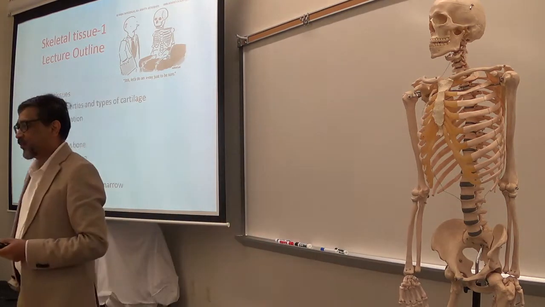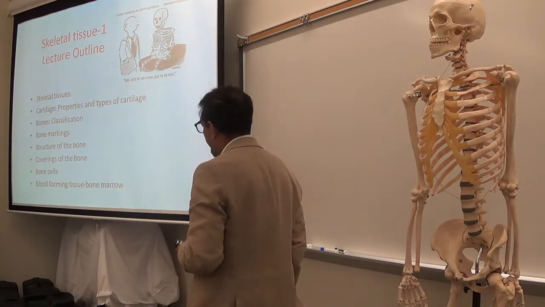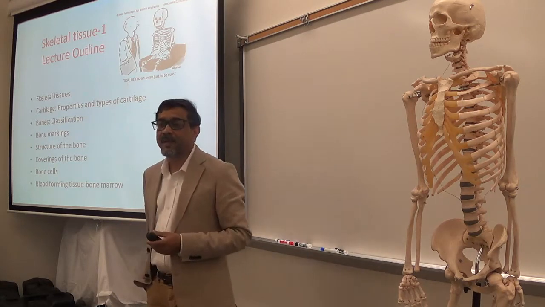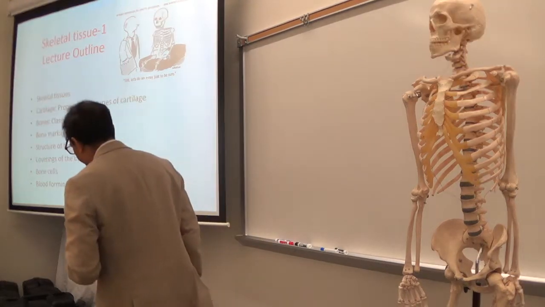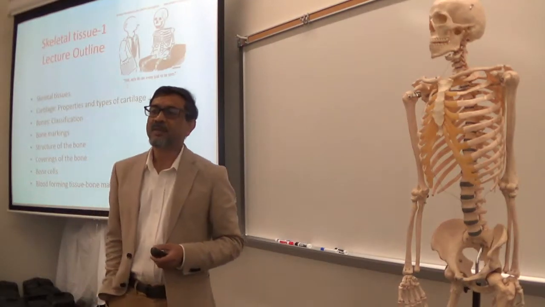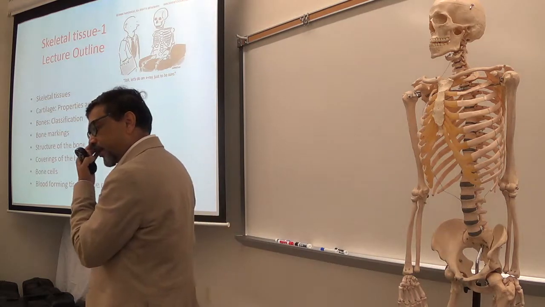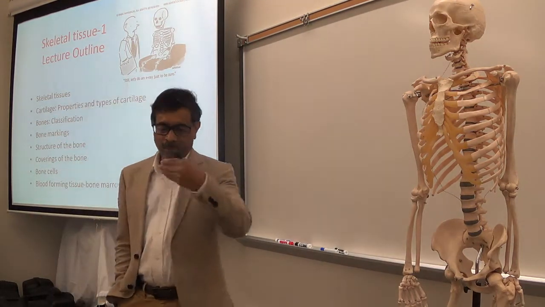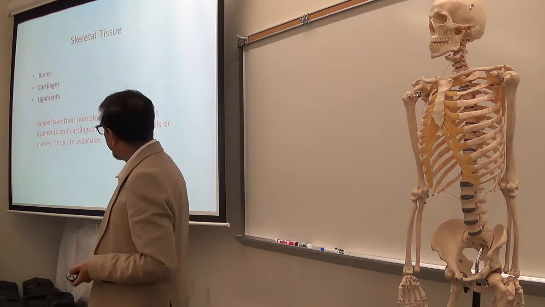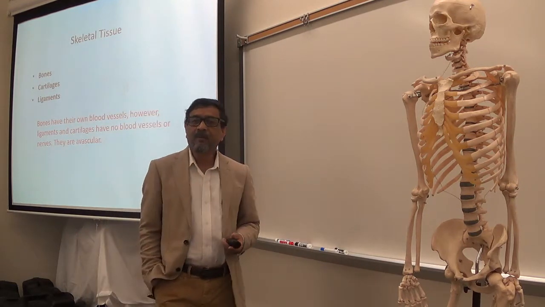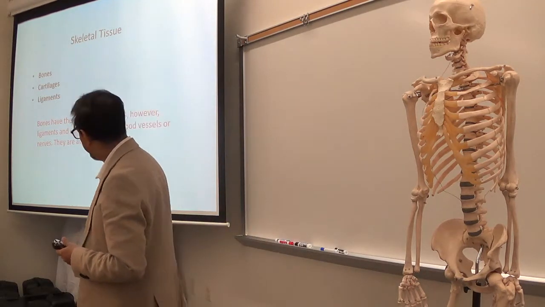We'll talk about the bones, classification of the bones, bone markings, covering of the bones, different types of cells present in the bones and their functions, and the regulation and the blood forming tissue. Inside the bone, you know that we have the red bone marrow, where the blood cells are formed. Blood cell forming tissue is the bone marrow. So, again, bones, cartilages, and ligaments are formed by the skeletal tissue.